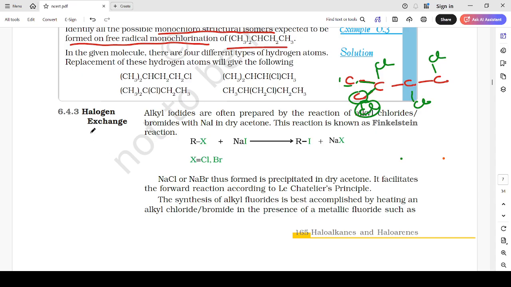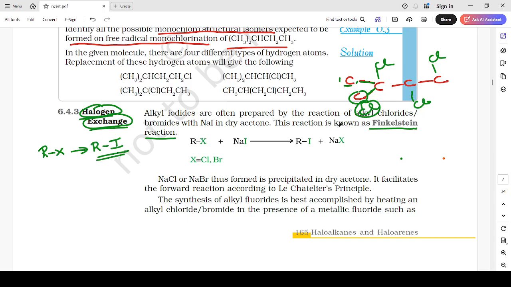Yes, ma'am. The next reaction is halogen exchange. The reaction is called Finkelstein's reaction. In halogen exchange itself, we can understand there was already a halogen, and with this, a halogen is getting exchanged. Finkelstein reaction is helpful in converting an alkyl halide into iodoalkane.